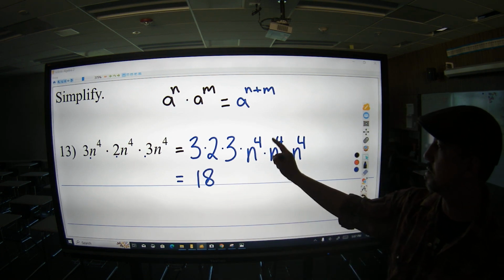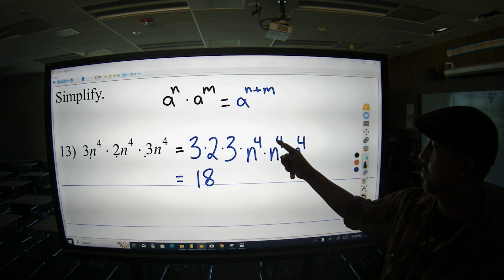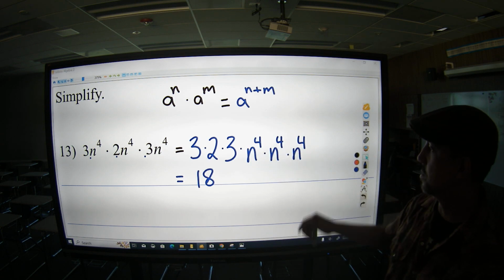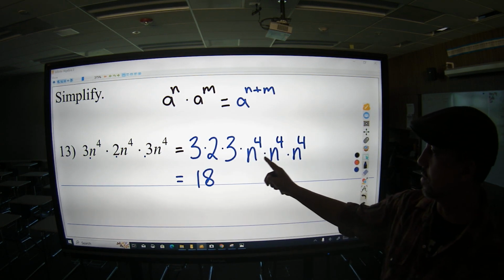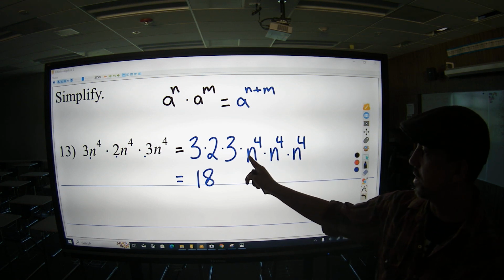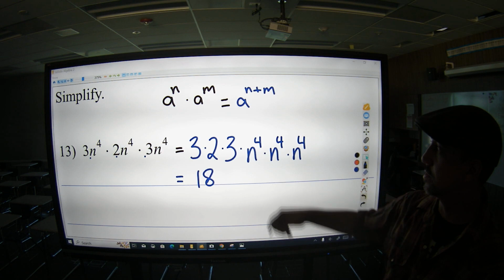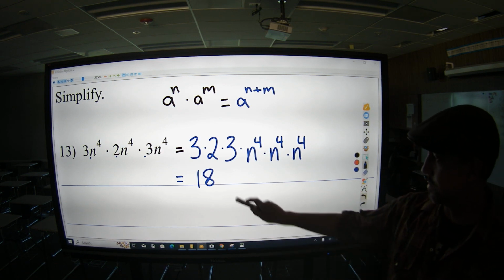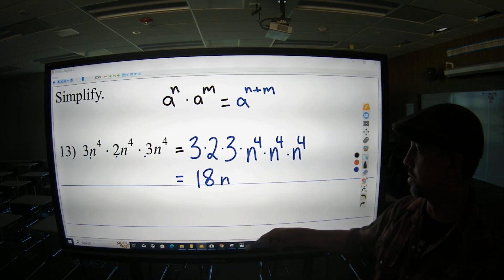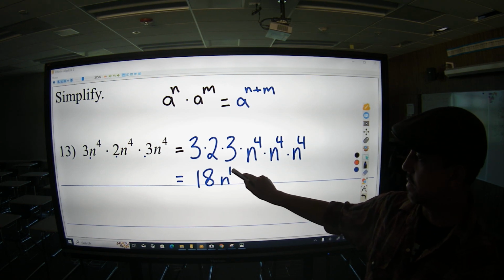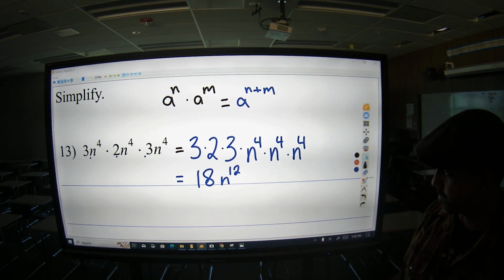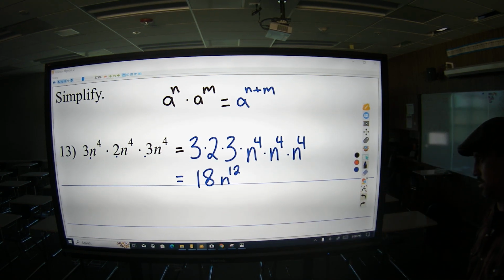And now in this case, we have n to the 4 times n to the 4 times n to the 4. Because the bases are all equal, and because we're multiplying these values together, that means that we can add the exponents, okay? So in this case, we'll do 4 plus 4 plus 4, and that is 12. So this should be the final answer that you get here.